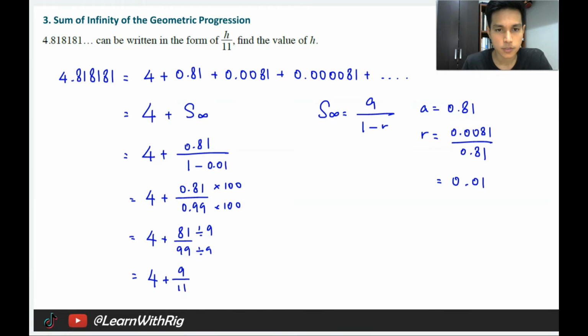Okay, so this one, you become what? 4, 9 over 11, correct? You can change it into an improper fraction. So you get 53 over 11. So this is equivalent to what? H over 11, correct? Because they want you to compare in this form. So in other words, H is equal to 53.